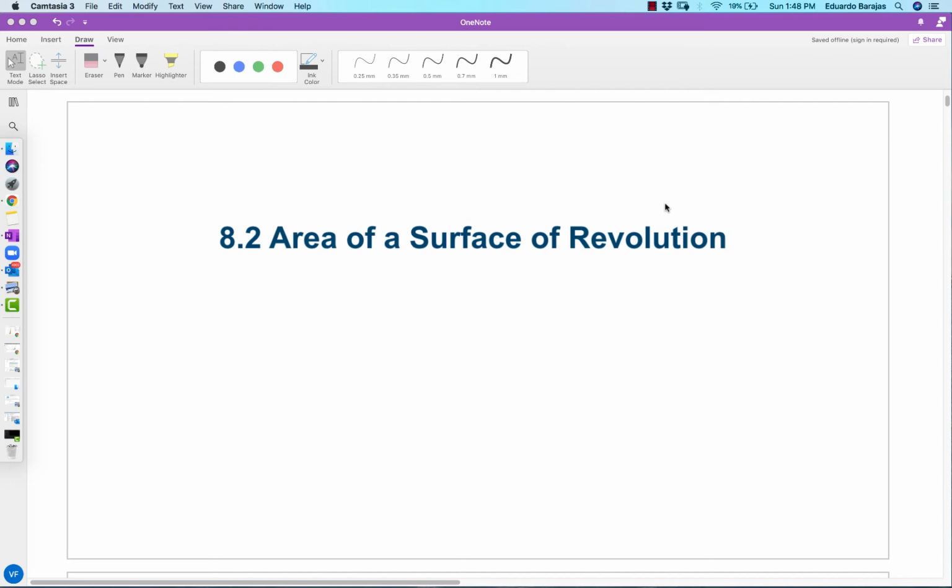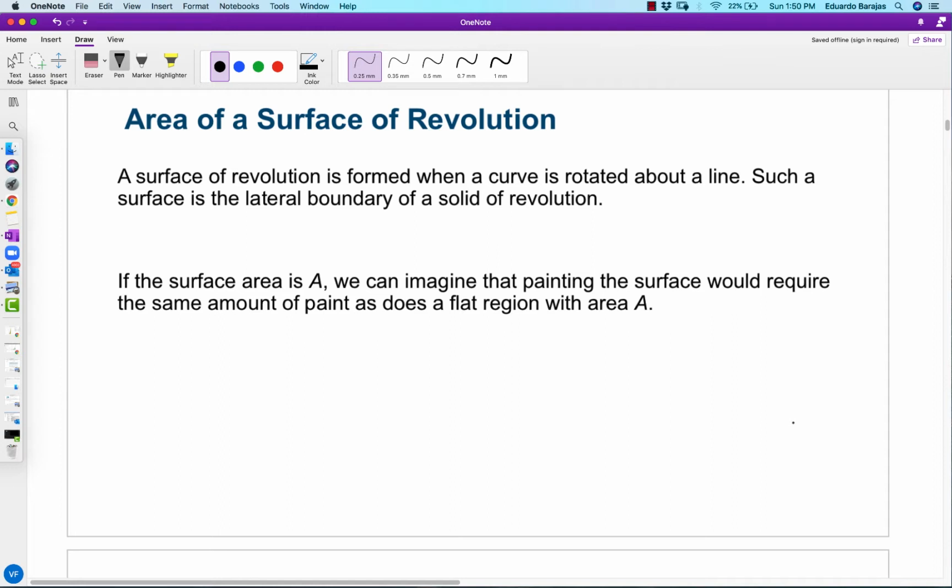Okay, Chapter 8, Section 2, Area of a Surface of Revolution. A surface of revolution is formed when a curve is rotated about a line, usually the x-axis. Such a surface is the lateral boundary of a solid of revolution.